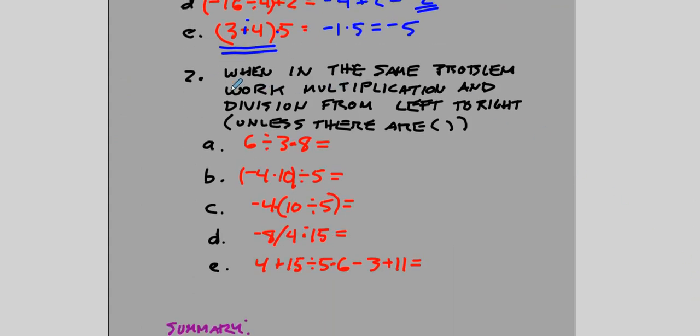So then, number 2 here, when in the same problem, work multiplication and division from left to right unless there are parentheses. So we work from left to right. That is how the convention is in mathematics.